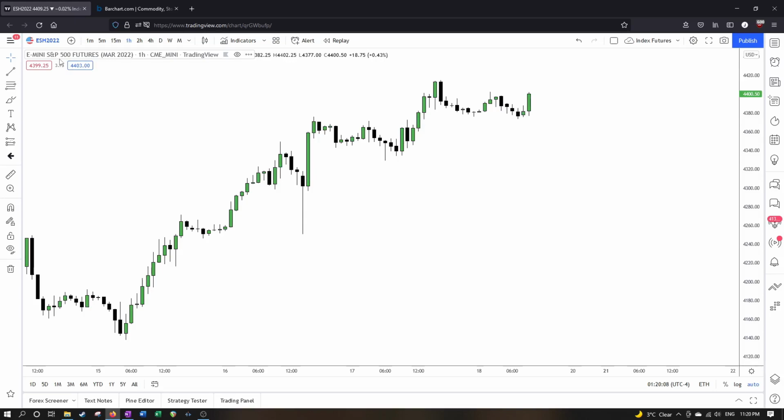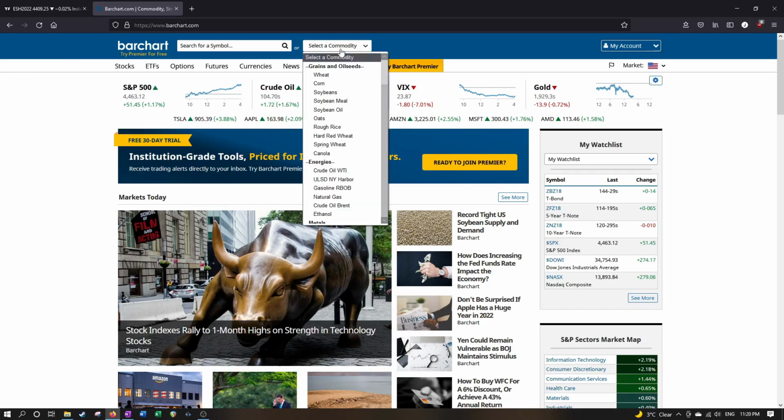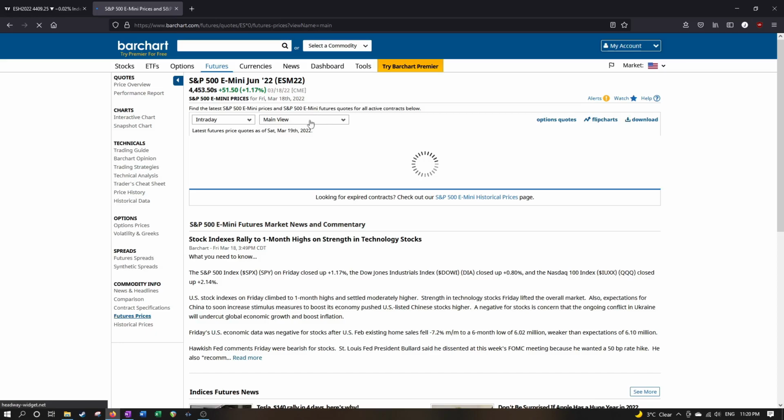Let's move on. Where do I find information regarding all these different futures contracts? And can I do so for free? And the answer is yes. We use barchart.com. All right. So this is completely free to use for what we need. So I have an account here. You don't need one. This will look pretty much the same for you. So what you're going to do is you're going to click select a commodity. And because we're looking at index futures, we're going to scroll down to indices. So let's take a look at the S&P 500 E-mini.